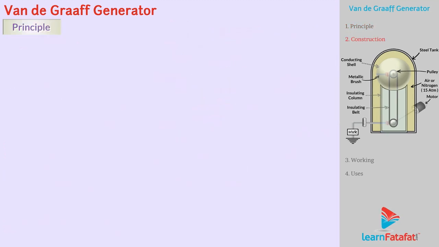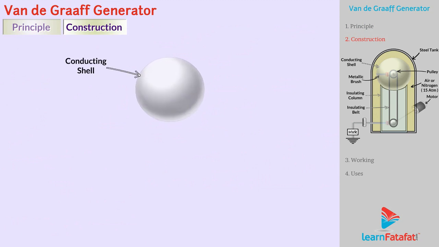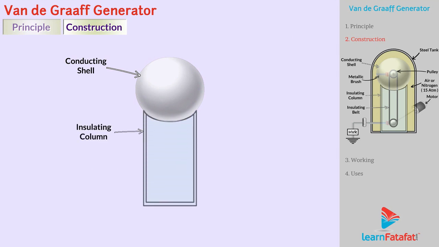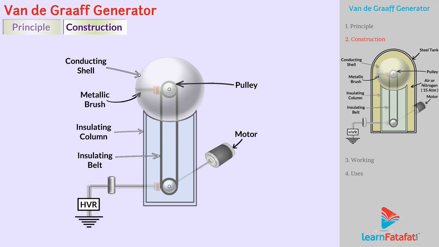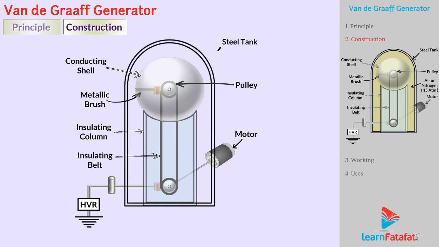So, how is the Van de Graaff generator constructed? It consists of a large spherical conducting shell of a few meters radius placed at several meters of height on an insulating column. A belt of insulating material is wound on two pulleys, one at ground level and the other at the center of the shell. The pulley at ground level is driven by an electric motor. There are two metallic brushes near the two pulleys, pressed upon the insulating belt. To avoid the leakage of charges from the sphere, usually the generator is enclosed in a steel tank filled with air or nitrogen at very high pressure, about 15 atmospheres.